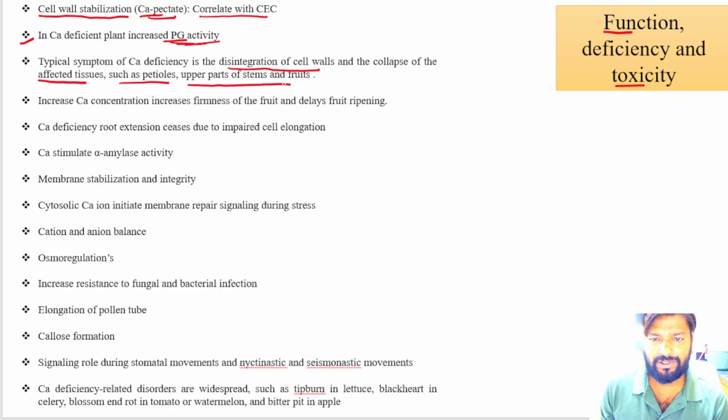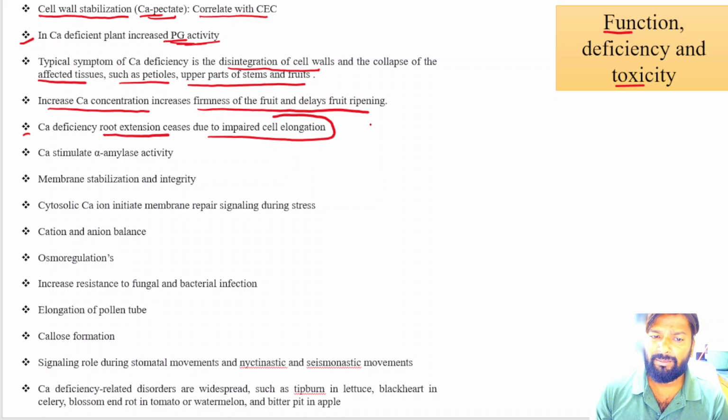and the collapse of the affected tissue such as petioles and upper part of stem and the fruit, okay। तो आपका ये क्या कर देगा, अफेक्टेड टिश्यू का कोलैप्स कर देगा बिकॉज देयर विल बी नो सेल वॉल, and the increased calcium concentration increases the firmness of the fruit and also delays the fruit ripening. Calcium deficiency also ceases the root extension due to the impaired cell. Means calcium promotes the cell elongation, but when it is deficient, it stops the cell root extension.